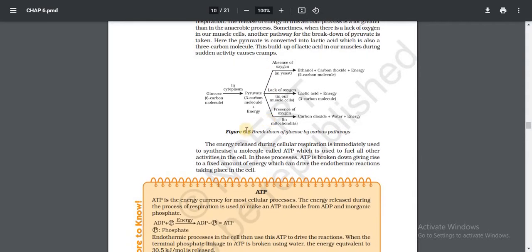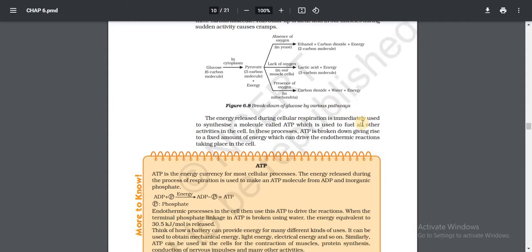Figure 6.8. Breakdown of glucose by various pathways. Glucose, 6-carbon molecule, in cytoplasm. Pyruvate, 3-carbon molecule, plus energy. Absence of oxygen in yeast: ethanol plus carbon dioxide plus energy. Lack of oxygen in our muscle cells: lactic acid plus energy, 3-carbon molecule. Presence of oxygen in mitochondria: carbon dioxide plus water plus energy.